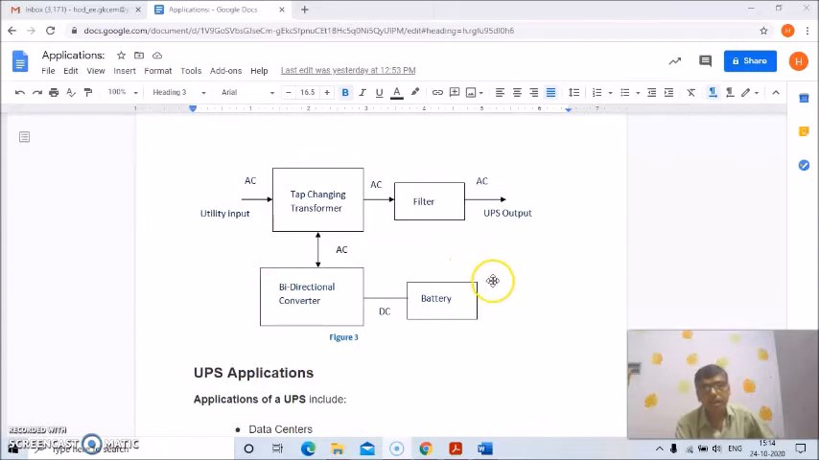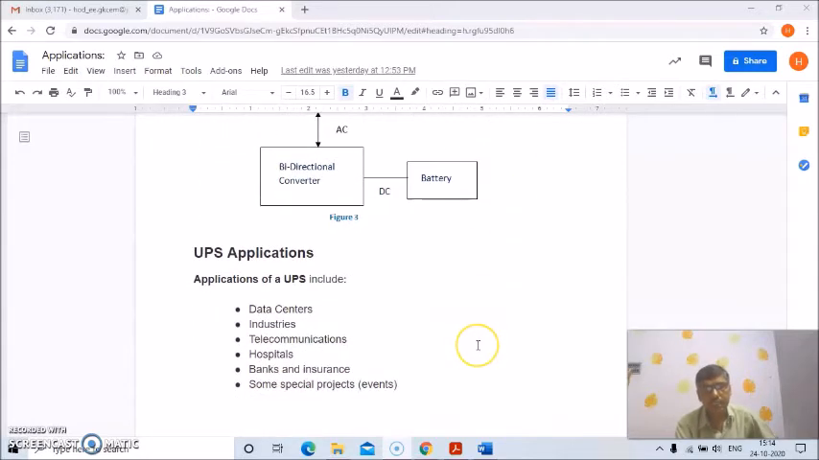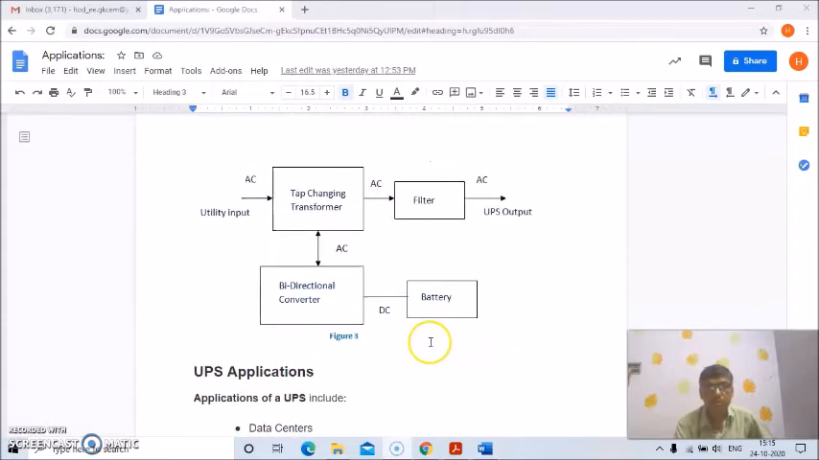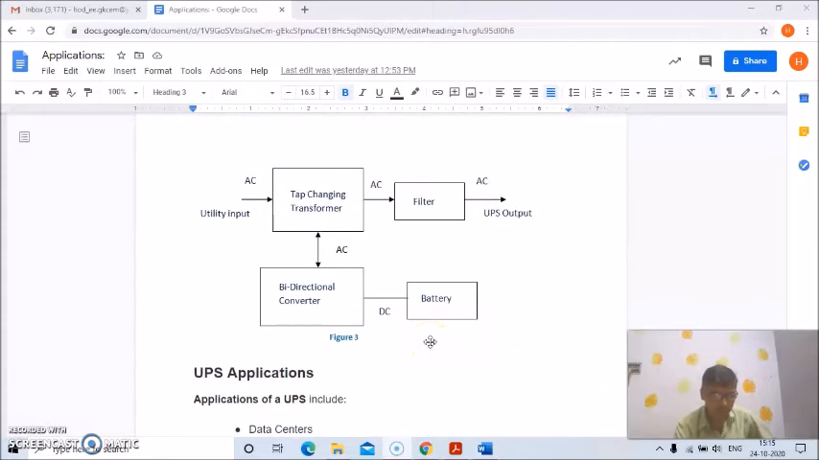Now, there are several applications of UPS, and these include data centers, industries, telecommunications, hospitals, banks and insurance, and some special projects and events. So that is about the UPS, the uninterruptible power supply.